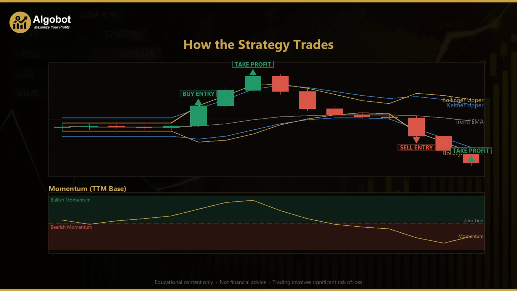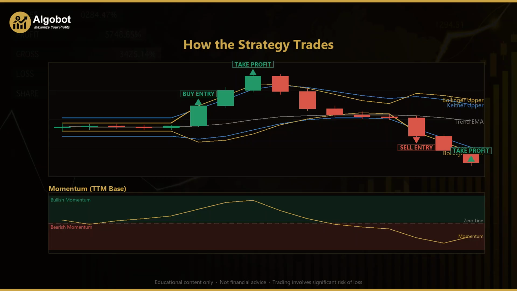From there, price steps lower candle by candle. The momentum line sinks deeper into the bearish zone, confirming the expansion. For the short, the stop loss sits above the entry and the take profit target below it, again at 2 and 3 times ATR. Price slides down to the take profit target, and the short trade closes. That is the complete rhythm of volatility squeeze momentum shift.